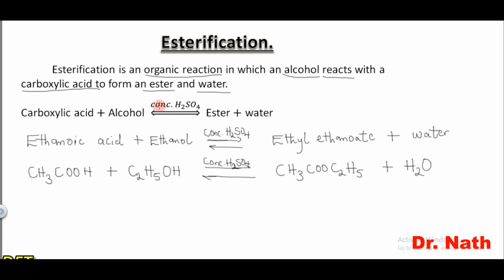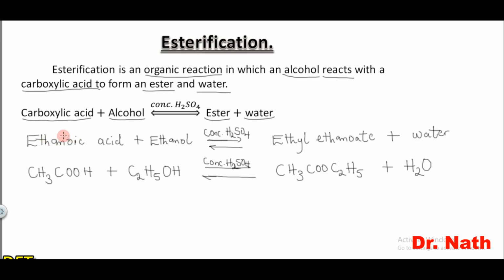This concentrated tetraoxosulphate(VI) acid that you're seeing here is the catalyst of this reaction. So if I ask you what is the esterification reaction? It is an organic reaction in which an alcohol reacts with a carboxylic acid to form an ester and water. When carboxylic acid reacts with alcohol in the presence of concentrated tetraoxosulphate(VI) acid as a catalyst, an ester and water is formed.